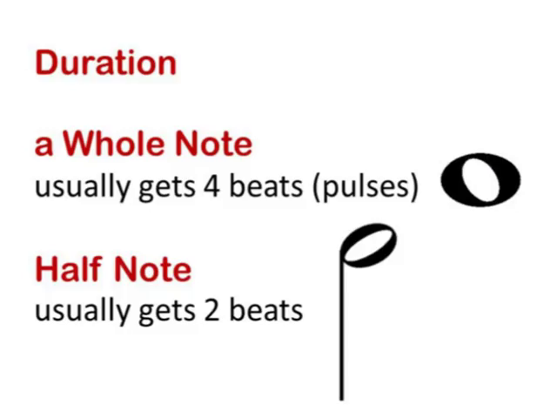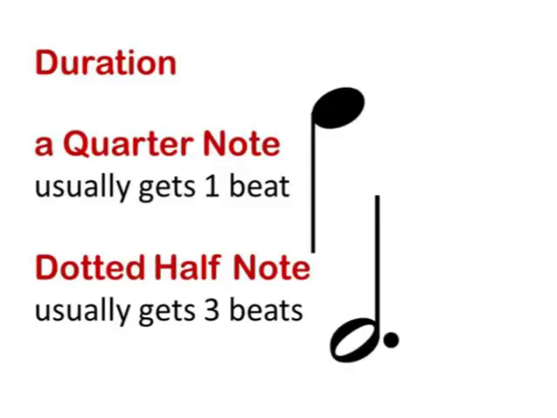When a musician sees a whole note, they know to hold that note or play it 4 beats, like la. A half note is half of that, or 2 beats, la. Quarter notes are 1 beat. Here are 4 quarter notes in a row, la, la, la, la. Dotted half note, 3 beats.